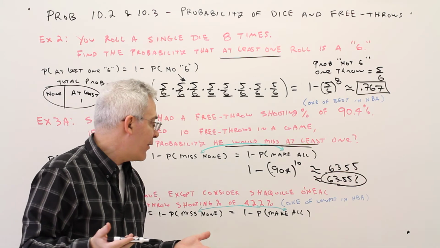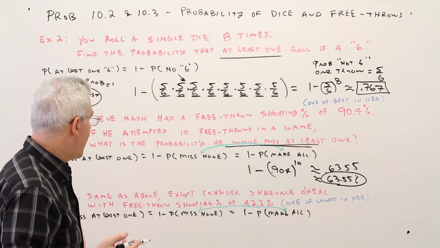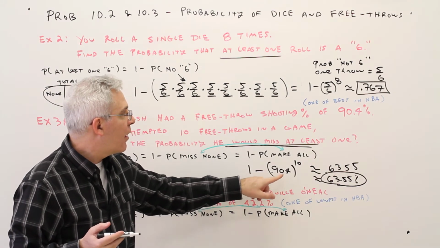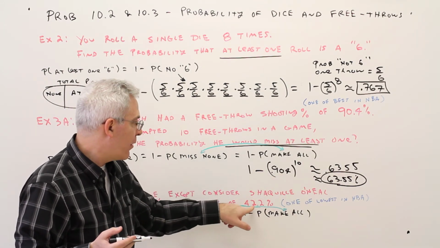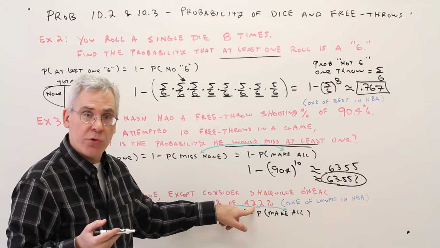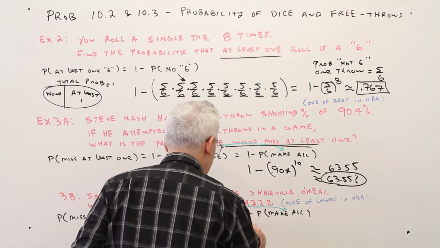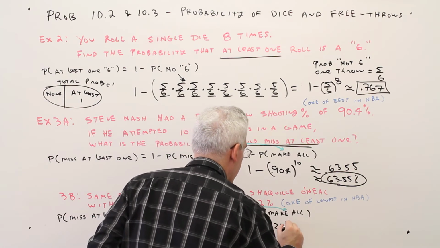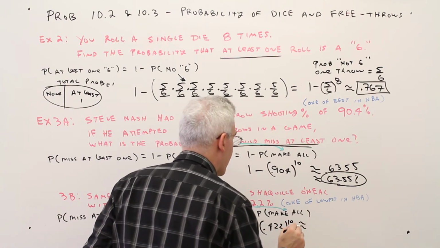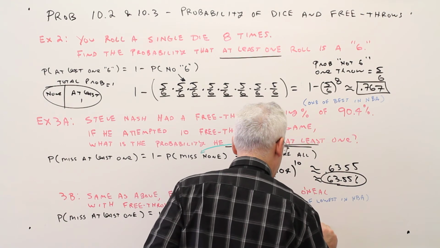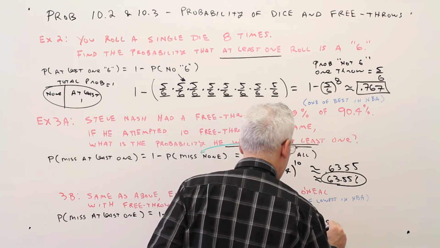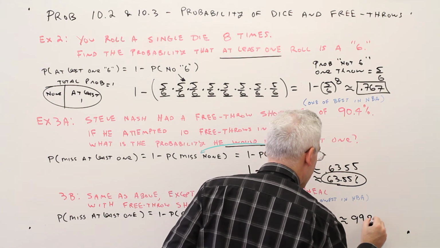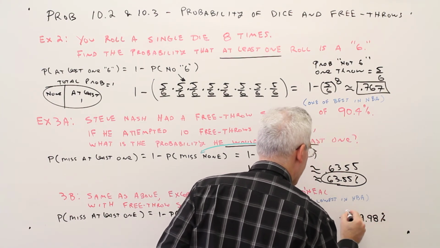Okay, now let's do the same problem with Shaquille O'Neal. So the only thing that's really going to change is that number right there. Instead of being 0.904, it'll be 0.422. So it'll be 1 minus 0.422 raised to the 10th power. And we would get about 0.9998, or approximately 99.98%.